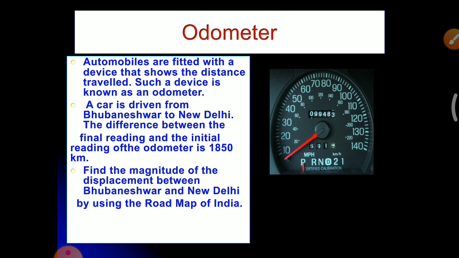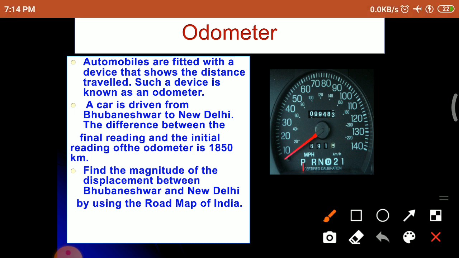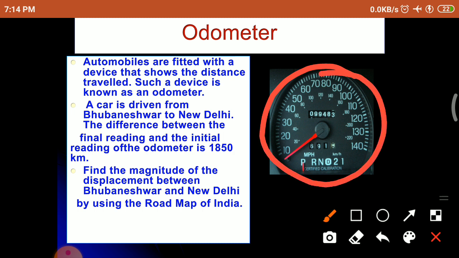The next one, odometer. What is meant by odometer? How is it connected to this topic? In automobiles, the odometer is fitted in the dashboard. It is used to measure the distance. See here, automobiles are fitted with a device that shows the distance traveled. Such a device is called an odometer.